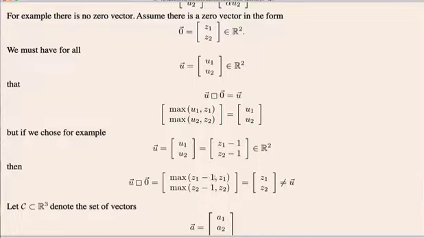But when you subtract 1 from z1, that's less than z1. And similarly, the same thing with z2. So z2 is the maximum from the second component, and z1 is the maximum from the first component. But because u was z1 minus 1 and z2 minus 1, clearly this is not the same as z1 and z2. So it's impossible to have a zero vector that works for all u vectors, because, for example, for this special u vector, it fails the defining identity.